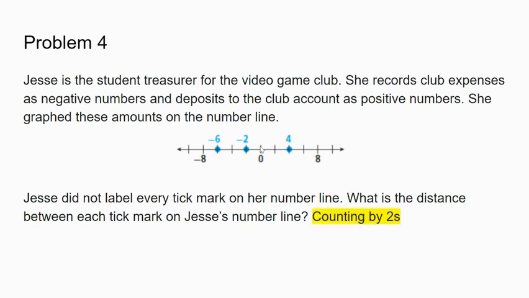So the question is asking, what's the distance between each tick? So from 0 to this tick, from this tick to 4, to this tick, to 8. So it's counting by 2s. 0, 2, 4, 6, 8. And going the negative way. 0, -2, -4, -6, -8. Each one is 2 apart.